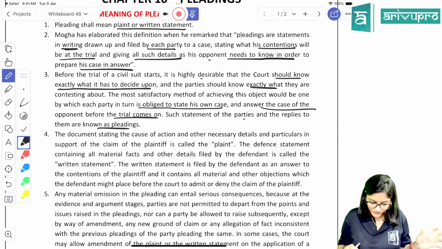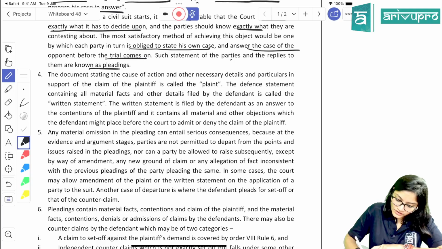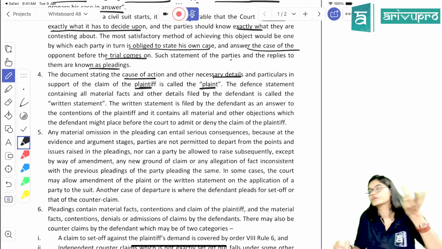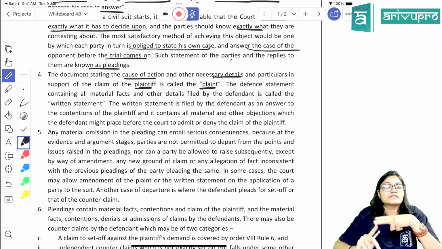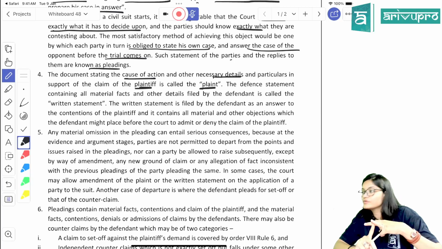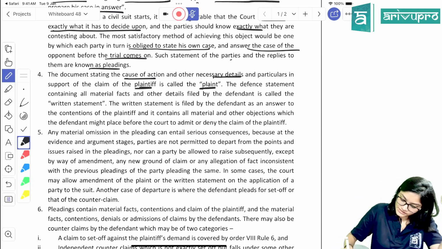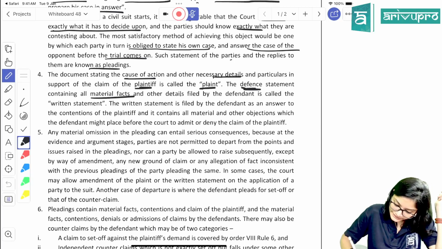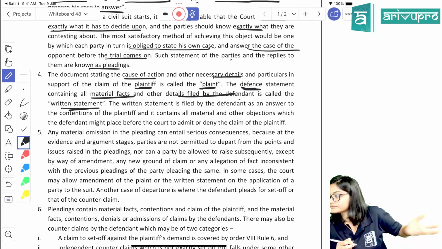Okay? So different definitions are given here. The document stating the cause of action and other necessary details and particulars in support of the claim of the plaintiff is called the plaint. We already know, in the plaint you mention the cause of action, the reason, all the necessary documents you will attach, all details you will attach, right? So that is what a plaint is. And the defense statement containing all the material facts and the other details by the defendant is known as the written statement. We already know, right?